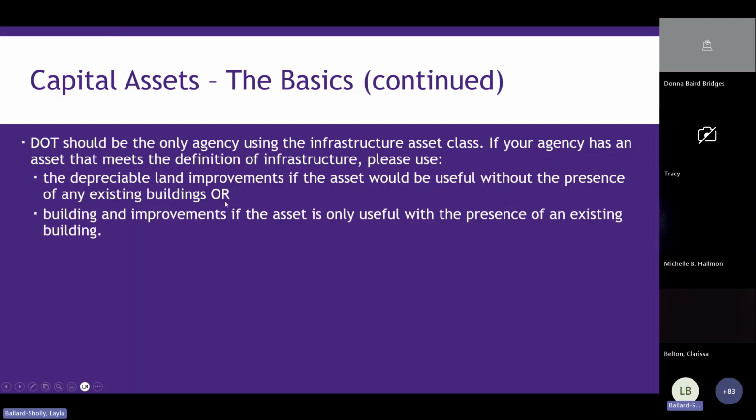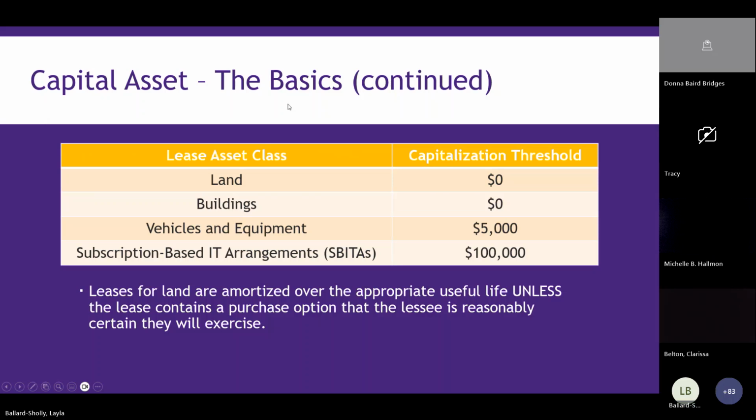And if you do end up doing this, use these ranges. If it's depreciable land improvements, use that range, or if it's building and improvements, use that range. Don't use the infrastructure range. I'm not sure if our manual has that range, but it is an aquifer and it's much longer. I think it's like 75 years.